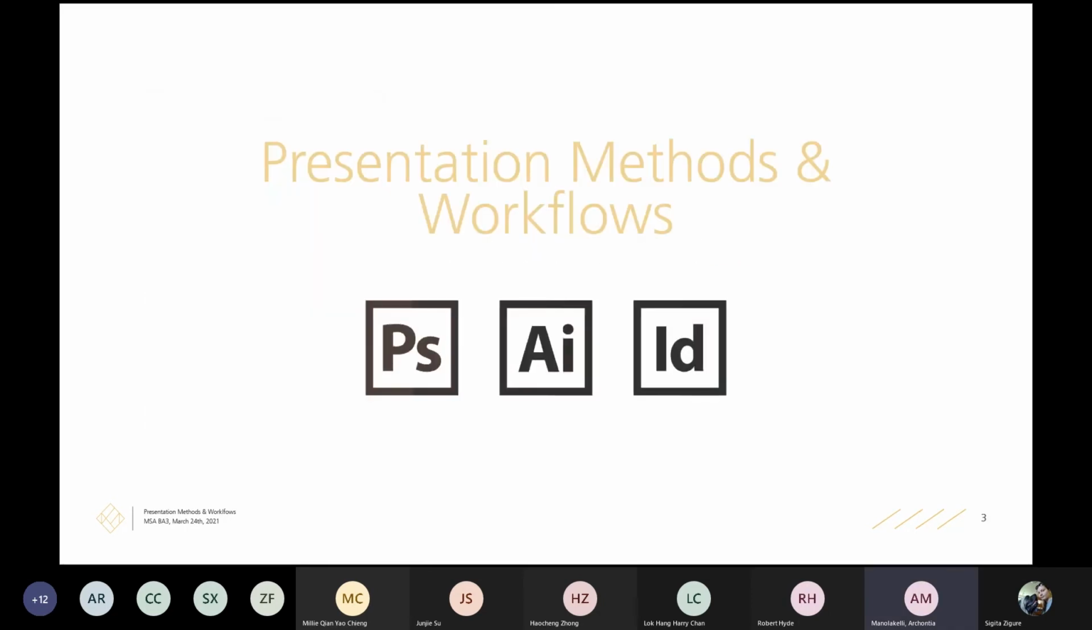So today I'm going to be talking about presentation methods and workflows, and more specifically, the use of Photoshop, Illustrator, and InDesign to convey ideas of your project. That is one of my favorite parts of putting together a project as a whole, because it's the process of shaping the story behind it and a way to narrate your ideas in a very clear way. And it helps capture people's attention and interest in a way that really makes a difference.